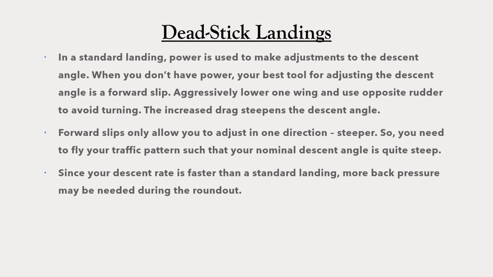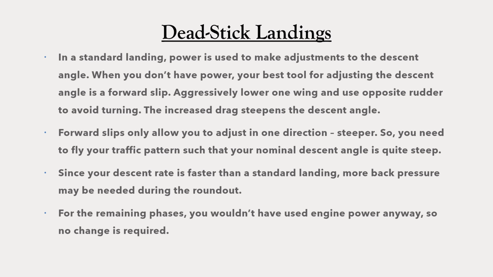That means that you will be coming down at a faster descent rate on your final approach, and when you get into the round out, you'll need to use a little more back pressure in order to make that round out. After the round out, you'll be doing it exactly the same as you would have been doing for your standard landing, because you wouldn't have been using power during those phases anyways.